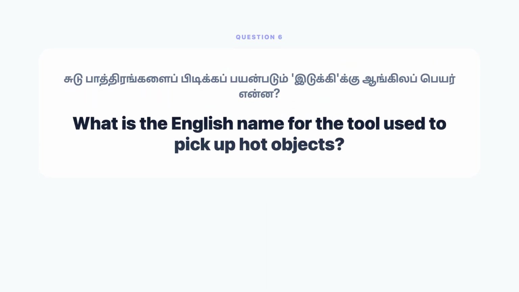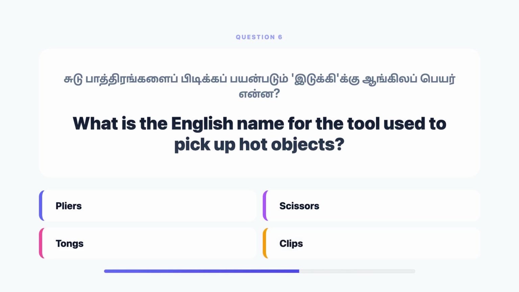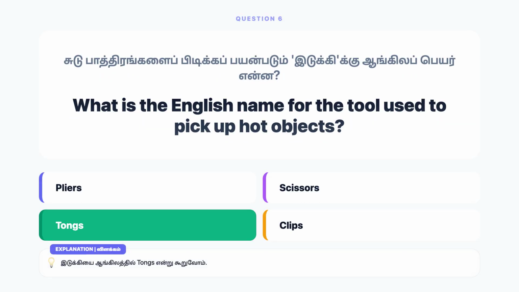What is the English name for the tool used to pick up hot objects? Pliers, scissors, tongs, clips. And the correct answer is tongs. Excellent. You got it right.